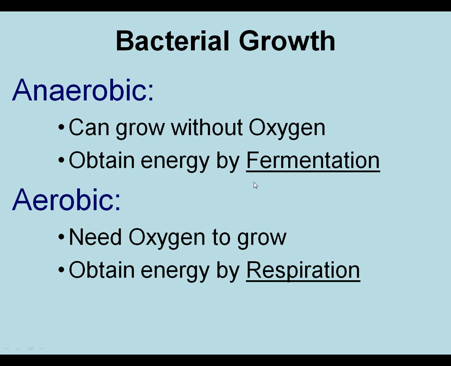So some can grow without oxygen, whereas others grow aerobically, undergo aerobic respiration, which means they need oxygen to grow. So they obtain their energy by respiration. Both of these are technically types of respiration. We say anaerobic respiration and aerobic respiration, but more colloquially we sometimes refer to this as fermentation, and usually when we talk about respiration we normally are referring to aerobic, although technically anaerobic is actually respiration as well. We'll look a little bit more at respiration, how that works, later.